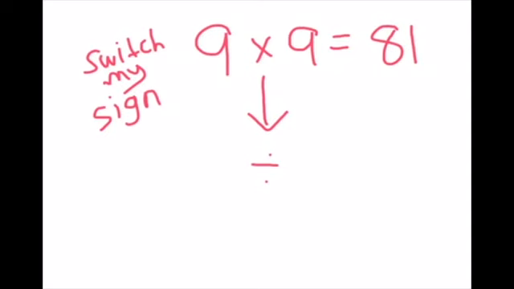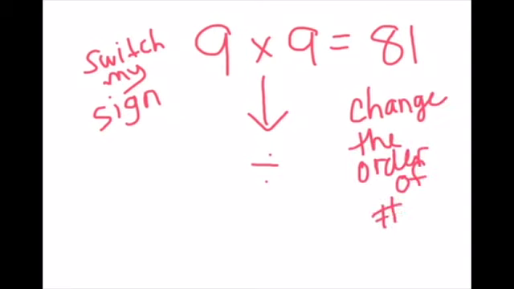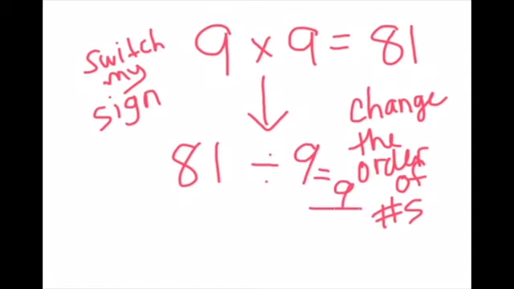So we switch our sign, and then what? Would it be true if I were to do 9 divided by 9 is 81? Is that true? No. Remember, not only do I switch my sign, but I change the order of my numbers. So 81 always goes first because it is the big number. Divided by 9 equals 9. That would be our way of doing the inverse operation. Same numbers, different order, and different signs.